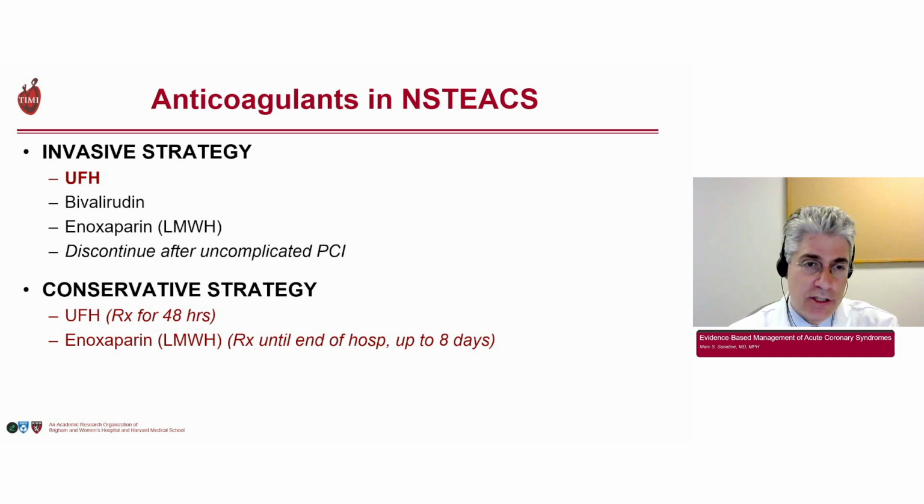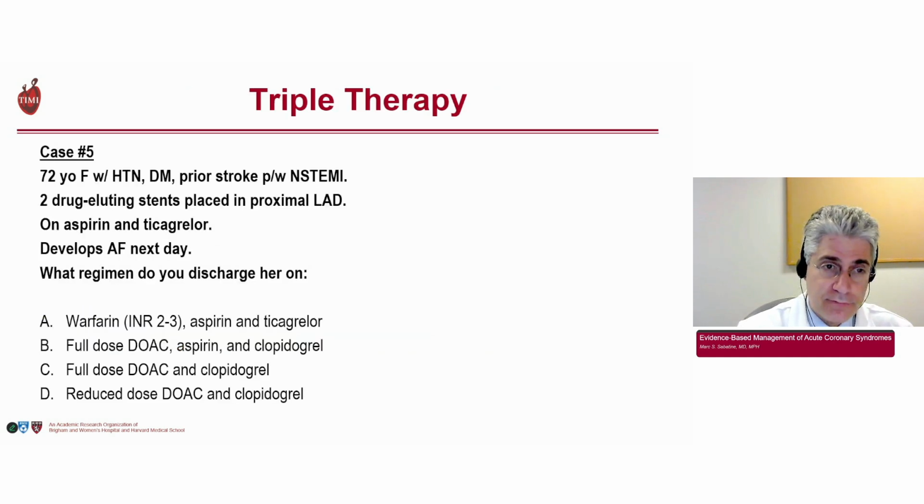Anticoagulants, this is much faster. For invasively managed patients, typically we just give unfractionated heparin in non-ST elevation ACS. Conservative, either unfractionated heparin or enoxaparin would be reasonable. All right, what about triple therapy?